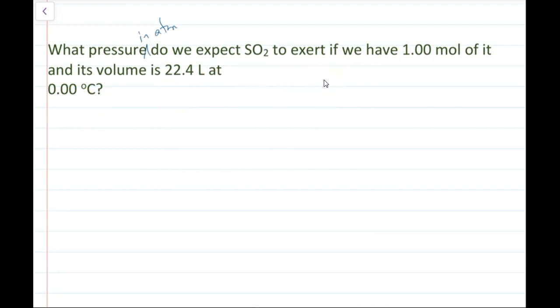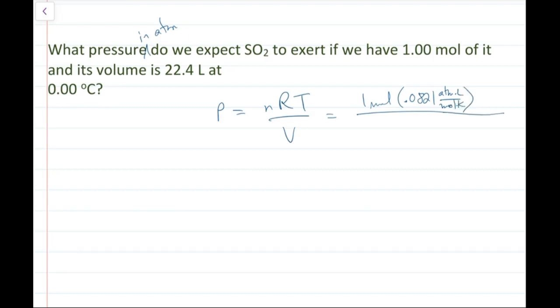We could also solve it by saying P equals nRT over V, and actually plugging in 1 mole, R is 0.0821, and then temperature is 273 kelvins, and then the volume is 22.4 liters. Either way, we're going to end up getting a pressure of 1.00 atmospheres. That is how you would solve this problem if the question doesn't specifically say to take into account the deviations from ideal gas behavior.